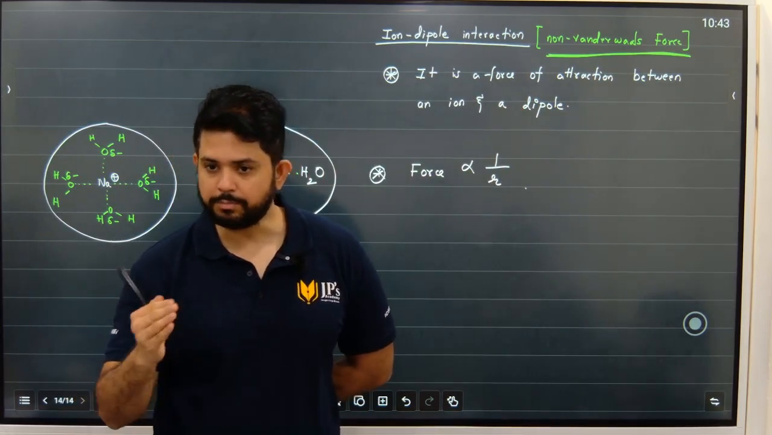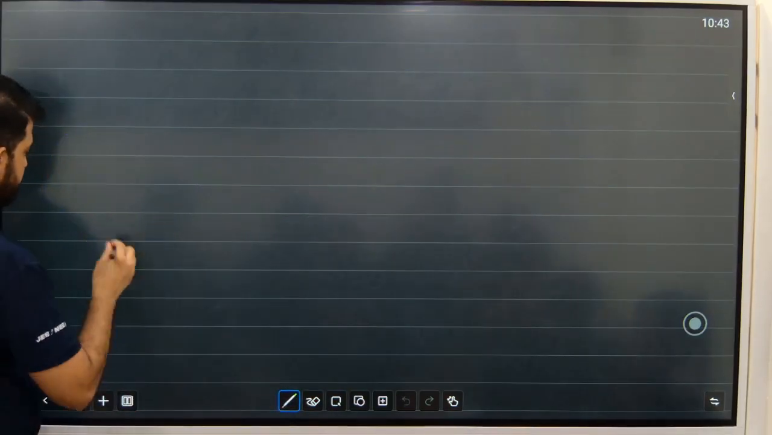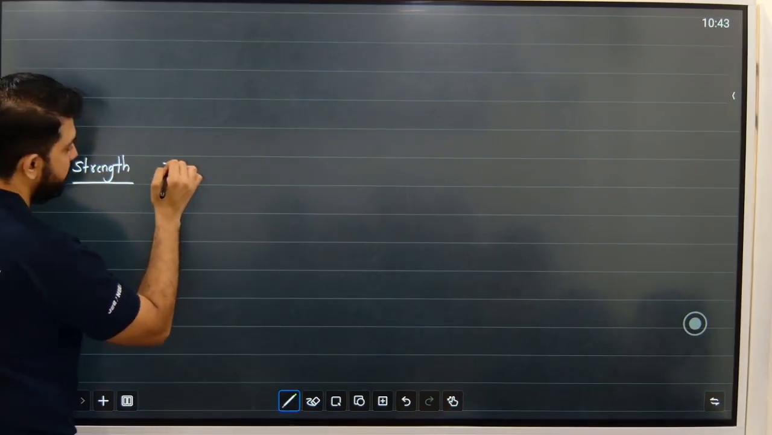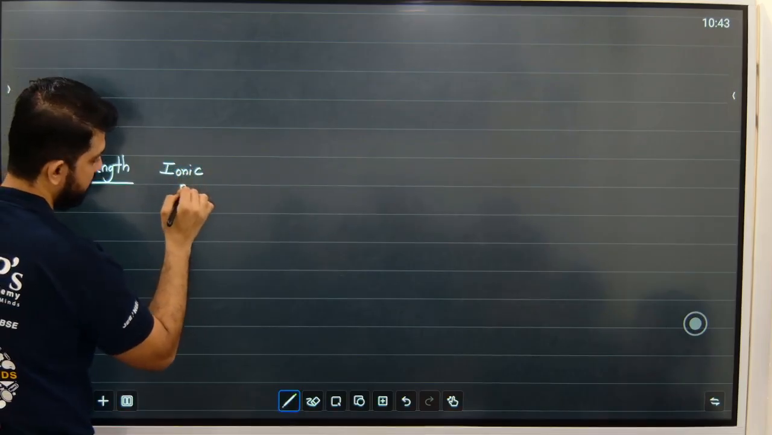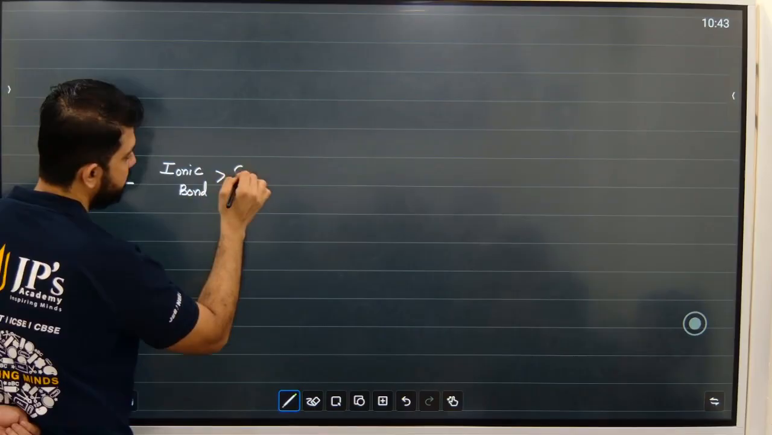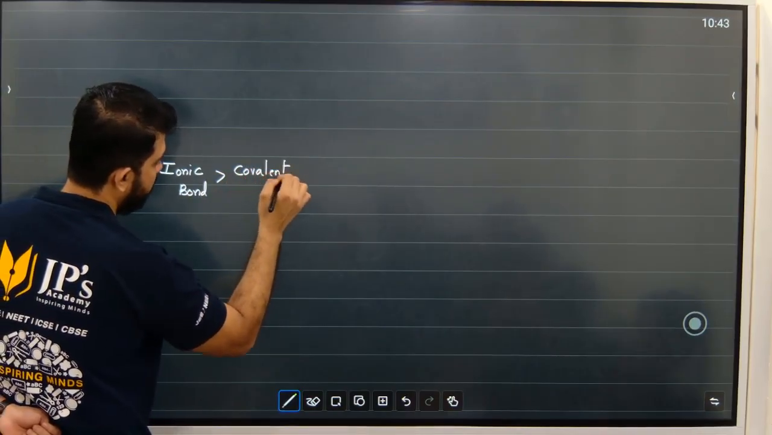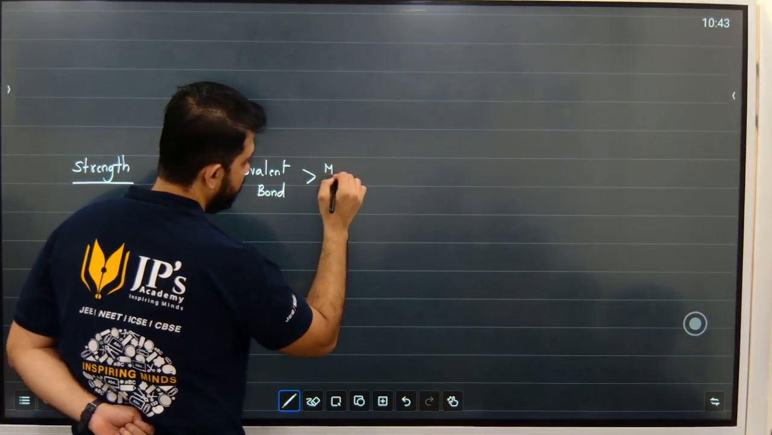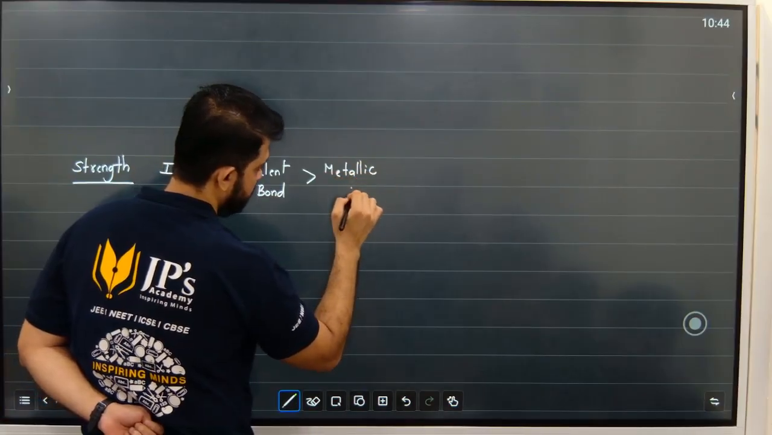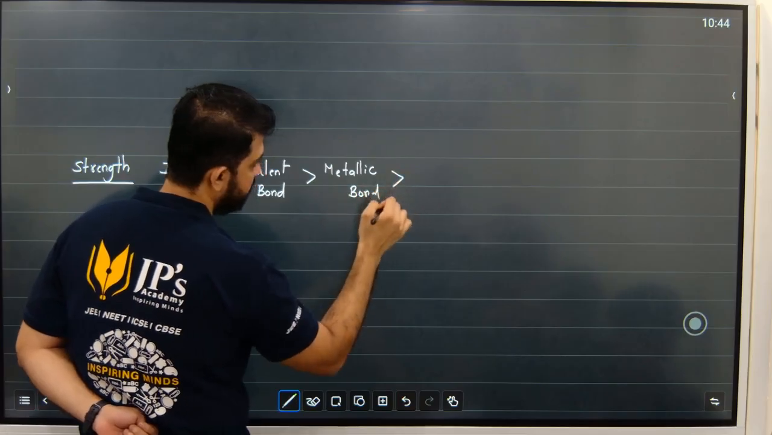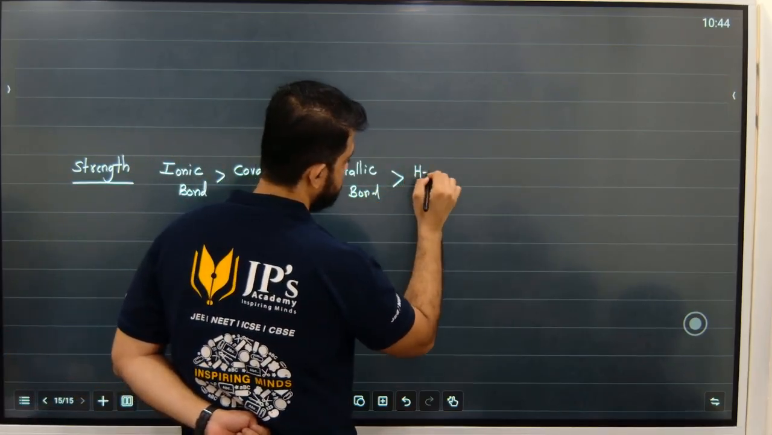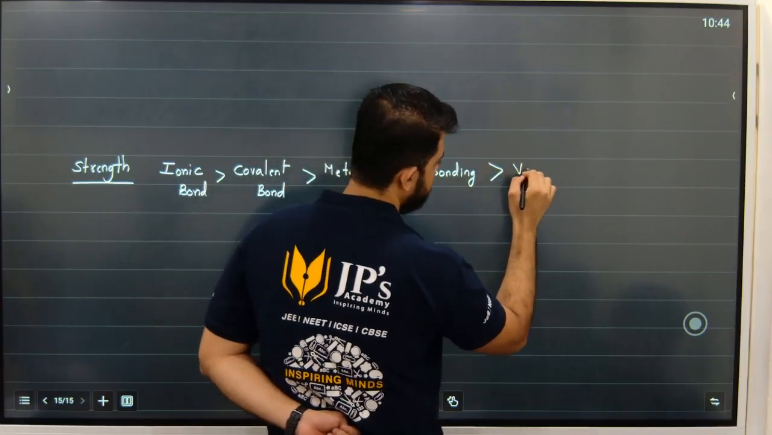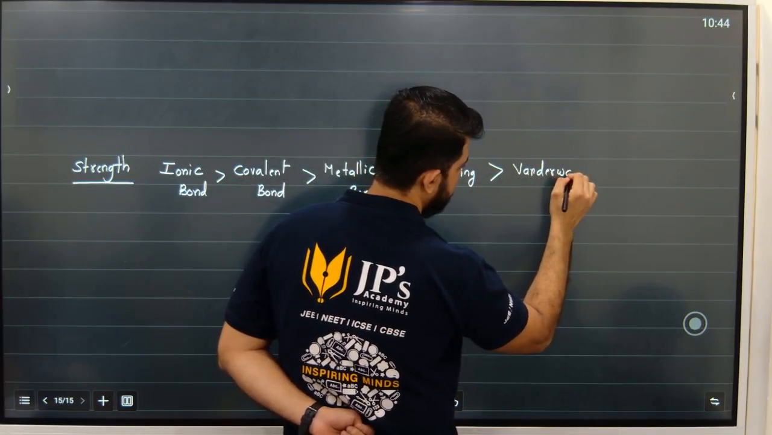Finally, if I want to compare all the bond strengths, the strongest bond will be ionic bond. Then we have covalent bonding. Then we have metallic bond. Then we have hydrogen bonds. And the weakest of the lot will be van der Waals force.